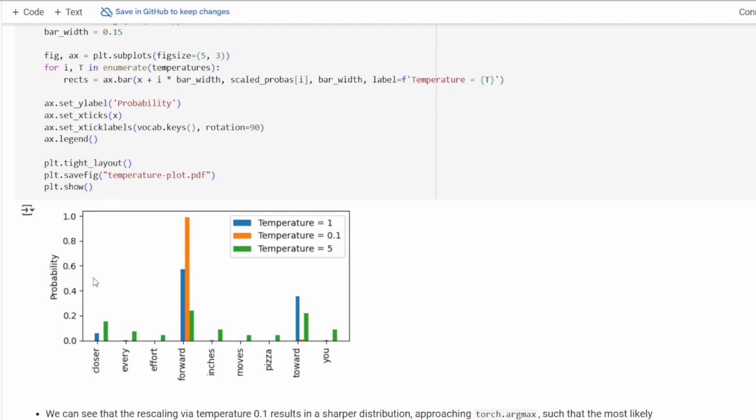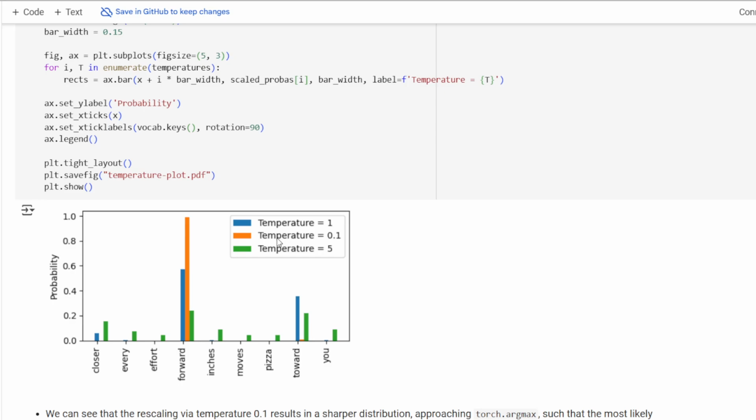When we are plotting them here, you can see when the temperature is 1, forward, that's the blue line, will be predicted 60% of the time. And then closer, around maybe 5%. And then toward will be predicted around 30-something percent. That's what we can see here. That's when the temperature is 1, as if we are using argmax, we didn't scale anything.